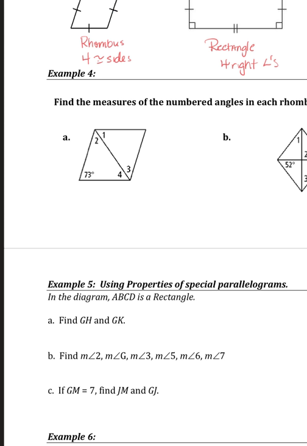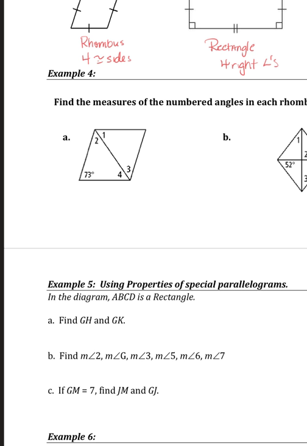Example 3 is going to be very similar to 1 through 4 on your homework. You're going to decide if it's a rhombus, rectangle, or square and explain just like we did in example 3. Example 4, that we're about to do now, is just going to be like numbers 5 and 6 on the homework, so it's definitely worth taking a look at.